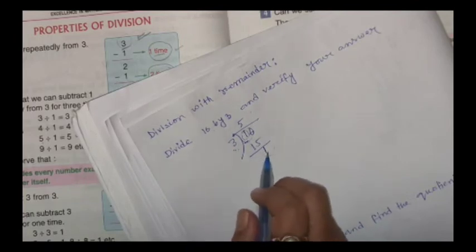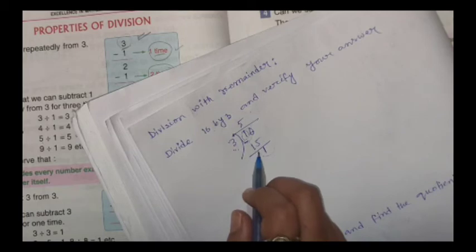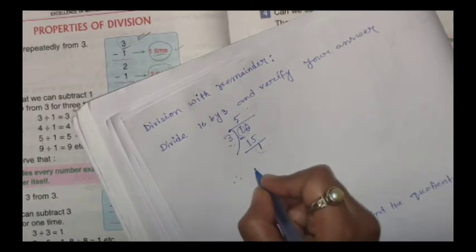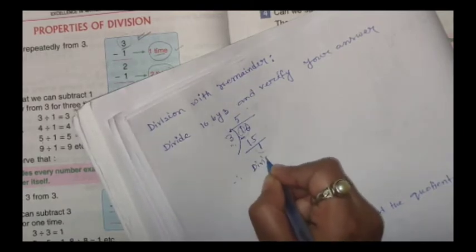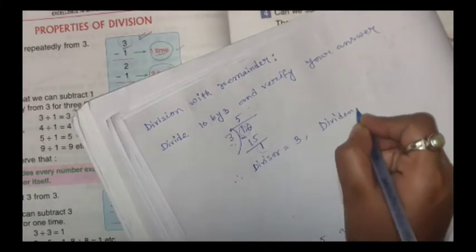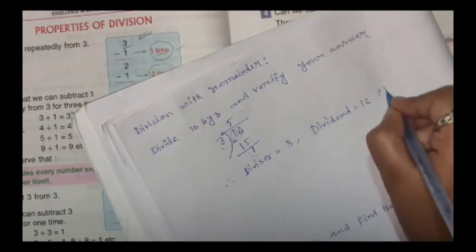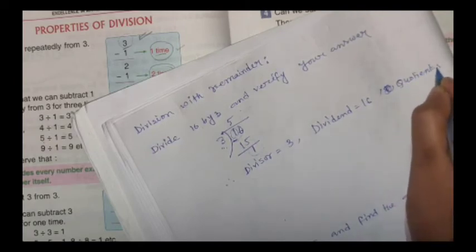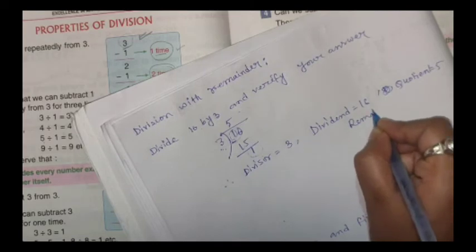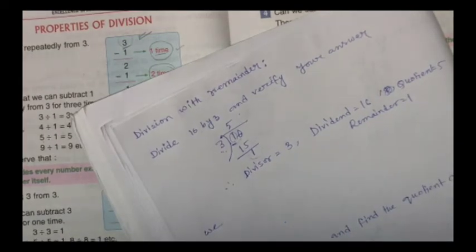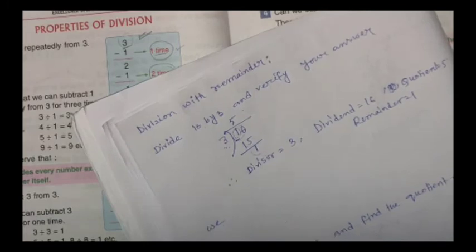We can see that the remainder has become less than 3. So we cannot continue the process. We will not continue this process anymore. So divisor equal to 3, dividend equal to 16 and quotient equal to 5. Remainder equal to 1.